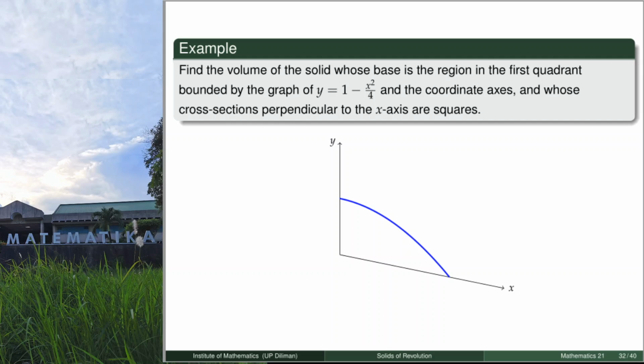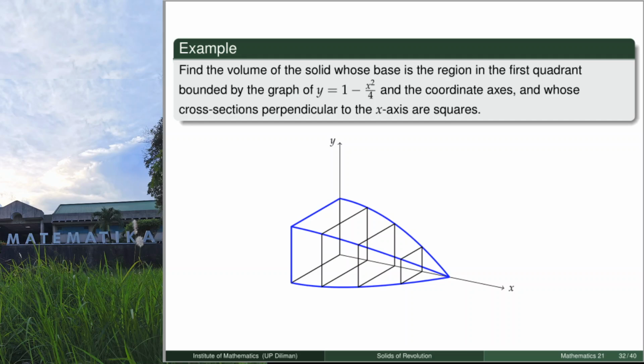Let's talk about the cross sections of the solid. Here it says that the cross sections perpendicular to the x-axis are squares. This means that if we slice the x-axis, the shapes of the cross sections we get are squares. So what does it look like? Can you try to imagine it? It looks something like this. Can you see the solid now? If you connect the dots, then you'll see the solid.